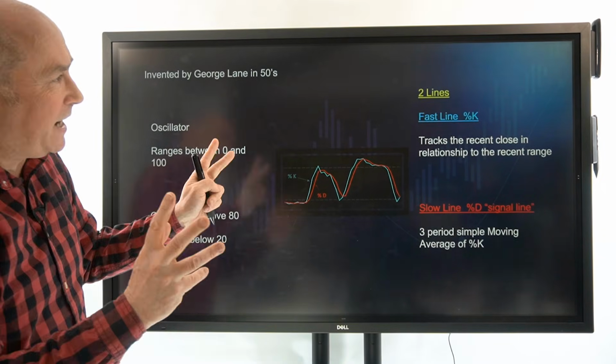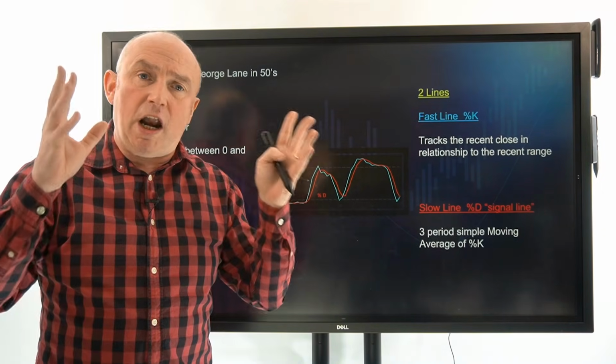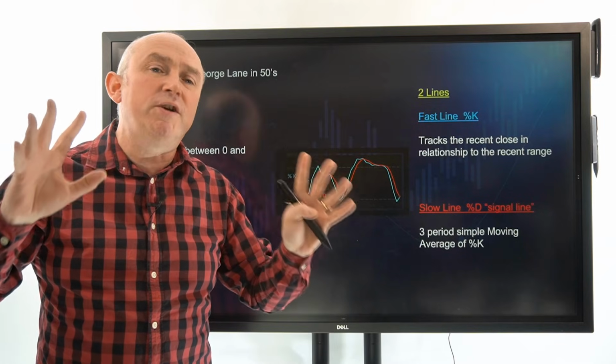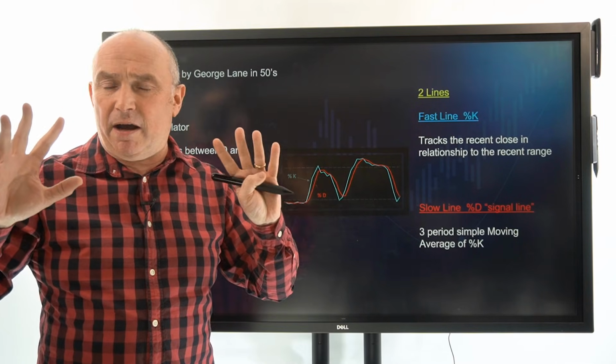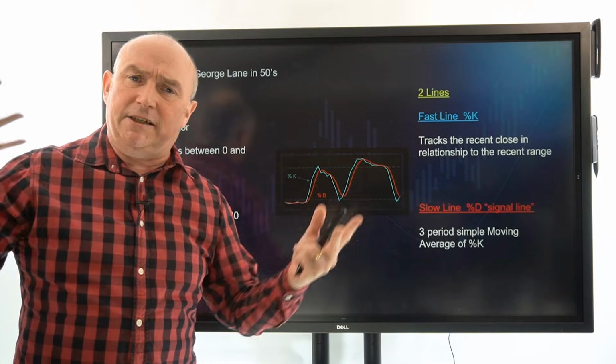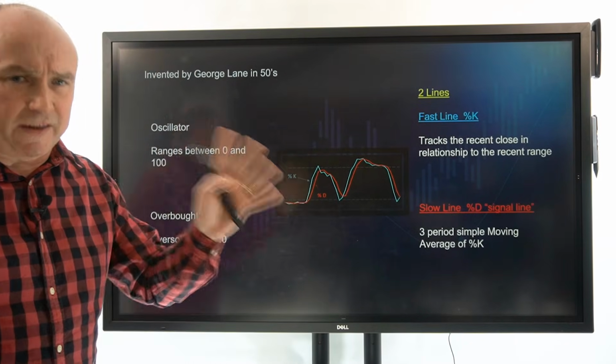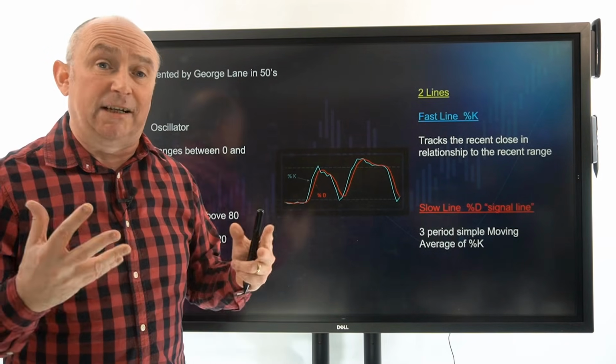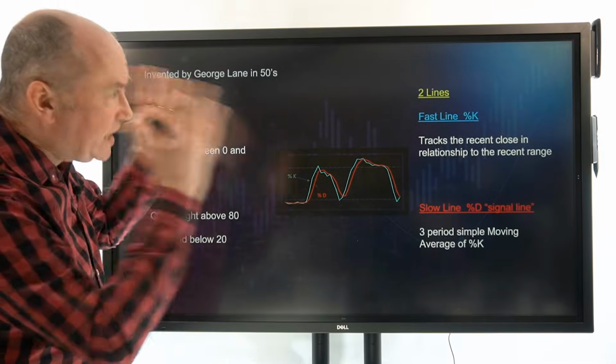Now the stochastic is formed with two lines. I don't want you to get too concerned about this now. I did see some other educators out there going into real depth about how they're calculated and so forth. I'm not going to go too deep into it, but I think it's important that you know exactly what the stochastic is. It is two lines.